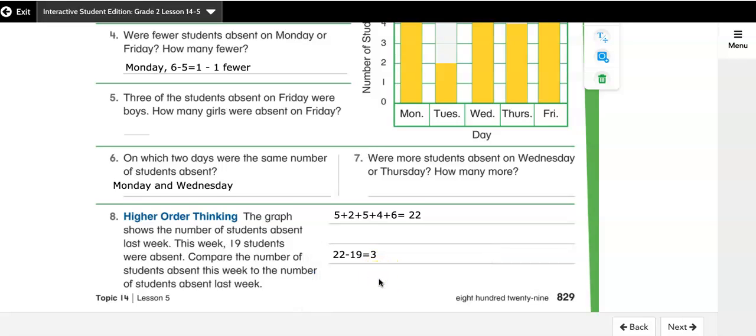So compare the students absent this week to the number of students absent last week. Now I can draw a conclusion. I can say that 3 more students were absent last week than this week.